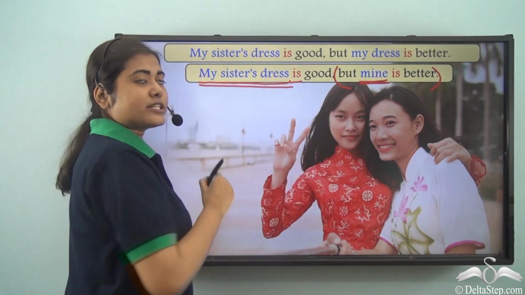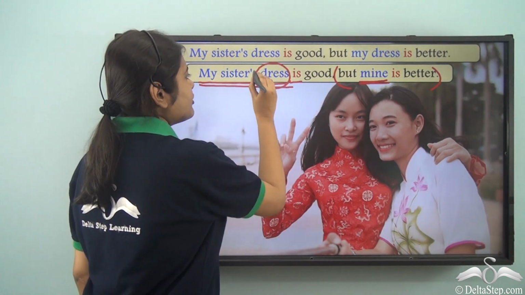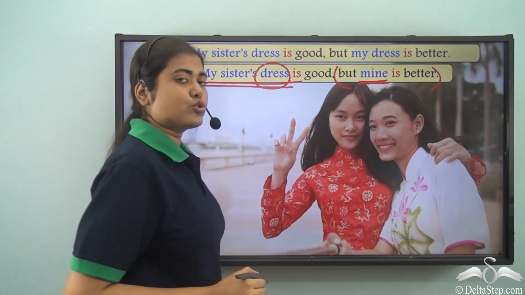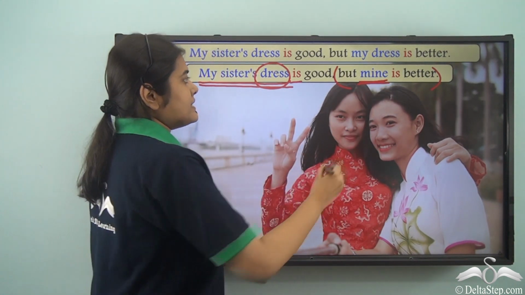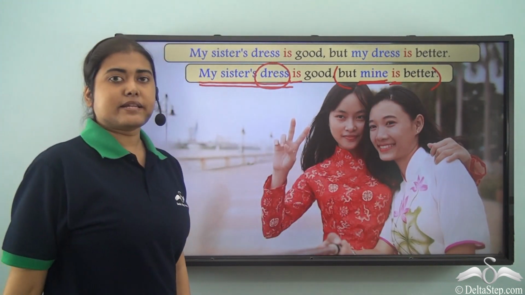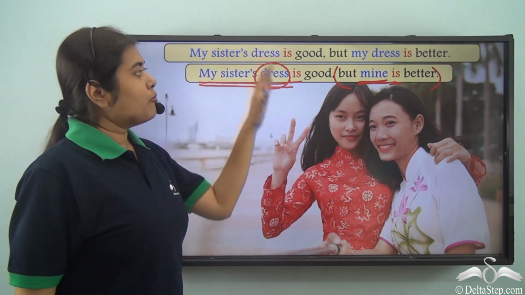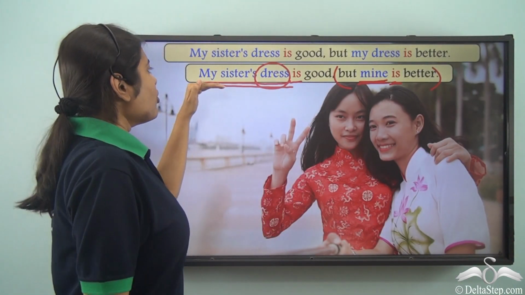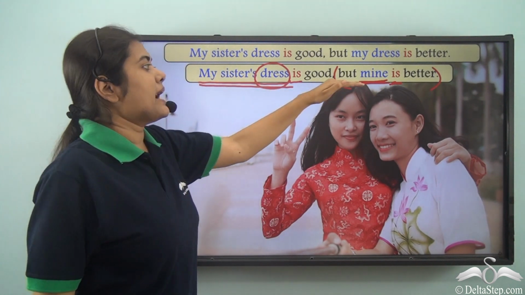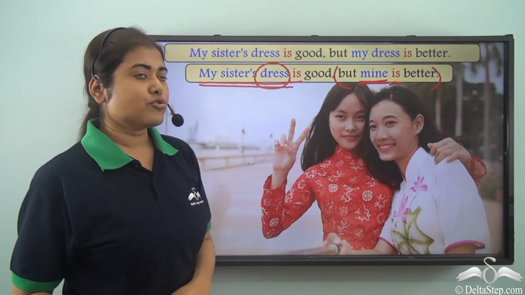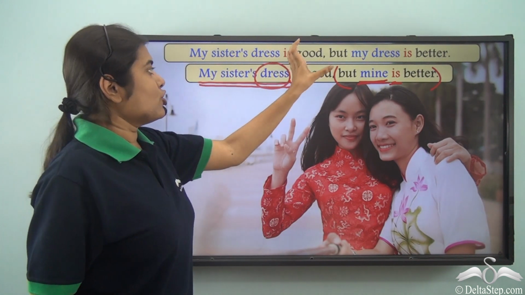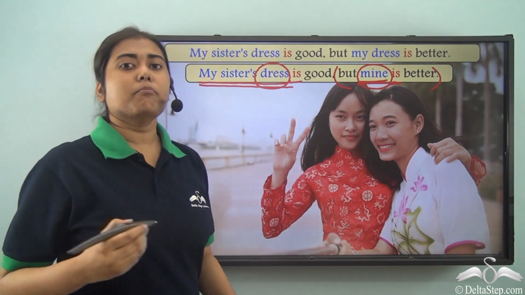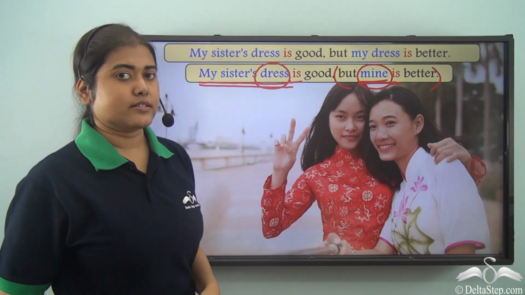Now here the subject in the first part is singular. So we will have to consider that this mine is also going to be singular. Hence we have to use is better. So if you only had my sister's dress is good but mine is better, what we would have understood was that my sister's dress is good but my dress is better. So this mine will always refer to my dress and never my dresses.